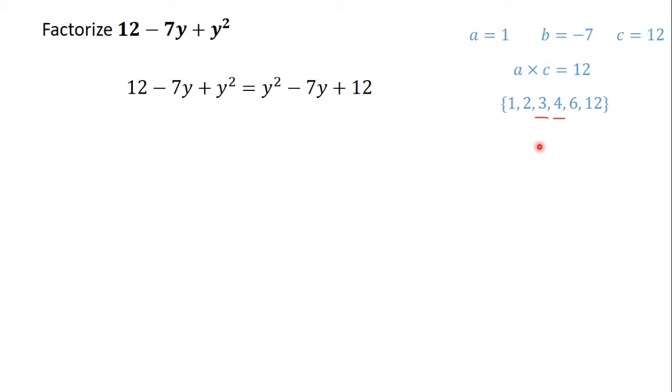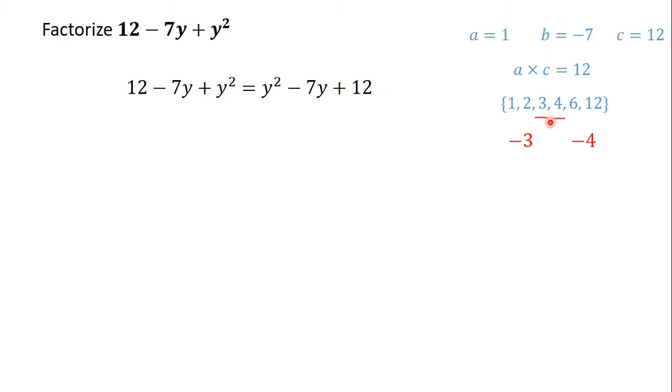Look at something here. What if we negate 3 and we negate 4? That is, we will have negative 3 and negative 4. Negative 3 times negative 4 will give us 12. It will satisfy the first condition. Negative 3 plus negative 4 will give us negative 7. It will satisfy the second condition.